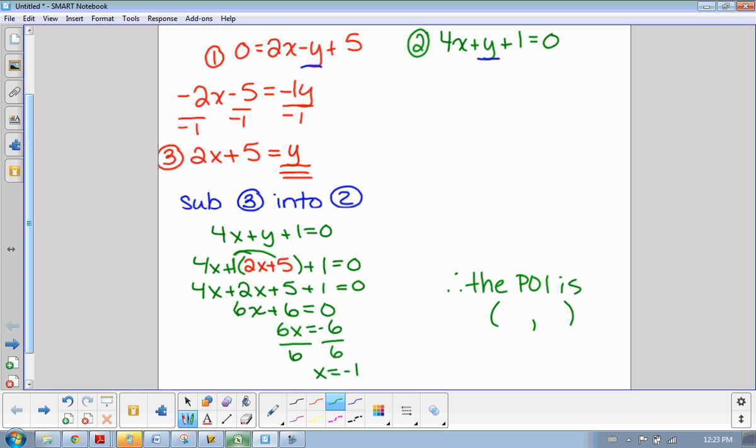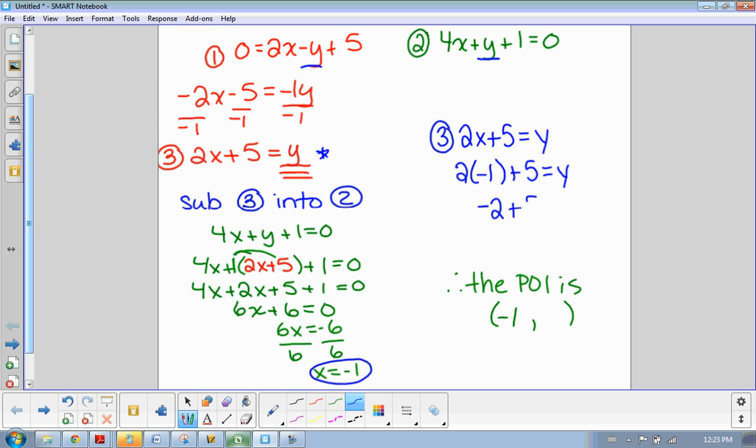We always remember that we write those coordinates x and then y. So we can put the negative 1 in. We just have to find that second coordinate. We're going to do that by subbing this x equal to negative 1 into our isolated equation. So we will just rewrite equation 3 and then replace the x with the value we found of negative 1. And we end up getting a y value of 3, and that is our point of intersection.